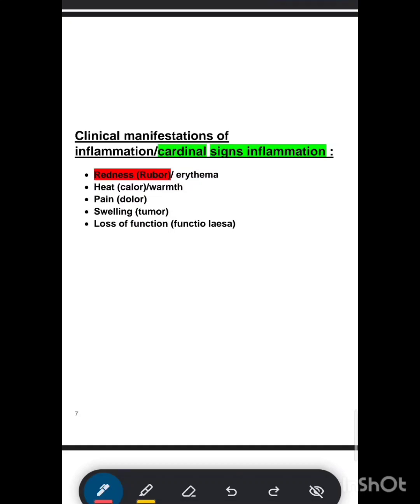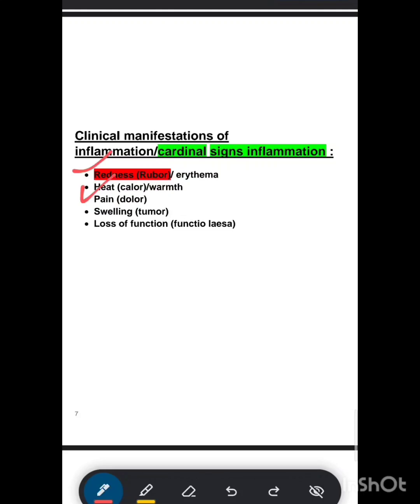First one is redness. Redness, also known as rubor, occurs due to hyperemia or excessive blood outside the vessels. Next one is heat, also known as calor. Heat is produced due to increased metabolism at the inflammatory site. And next is pain. Pain, also known as dolor, is due to chemicals like histamine and prostaglandin, which stimulate the pain nerves. It also results from pressure of exudate.